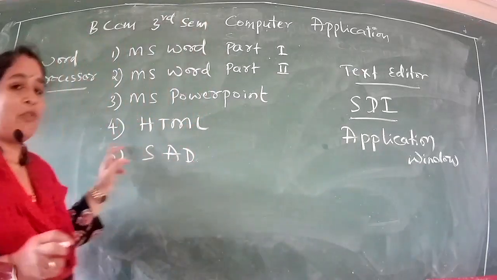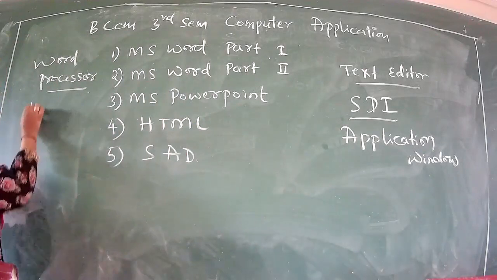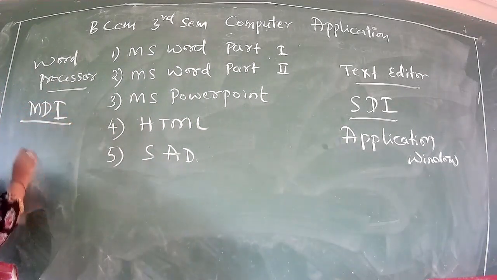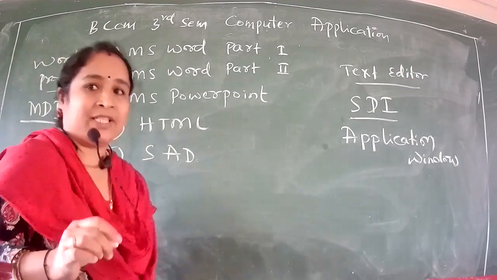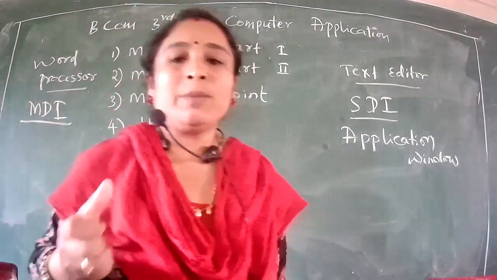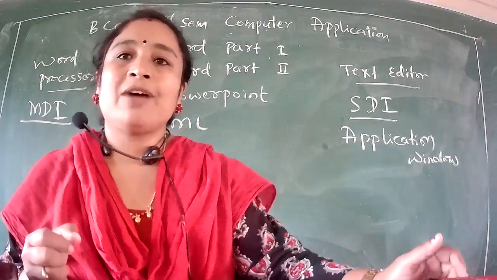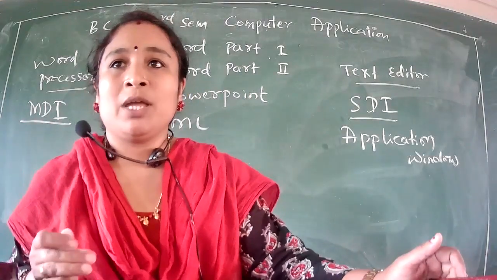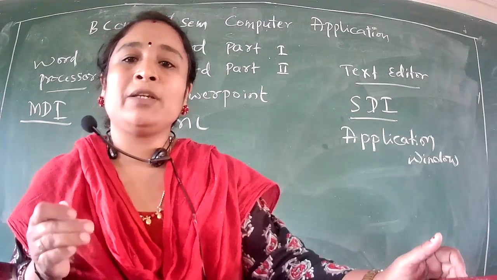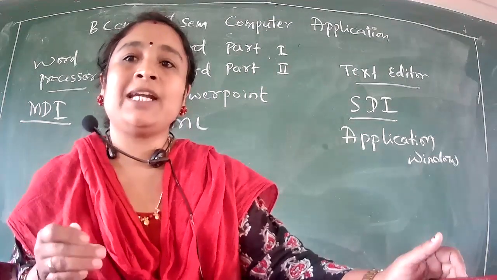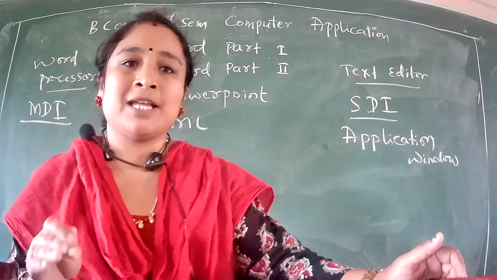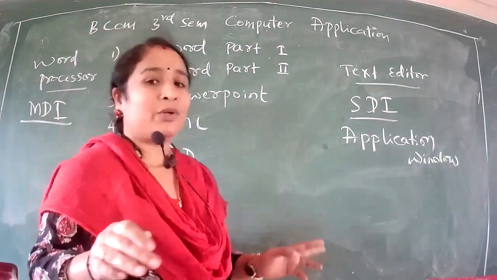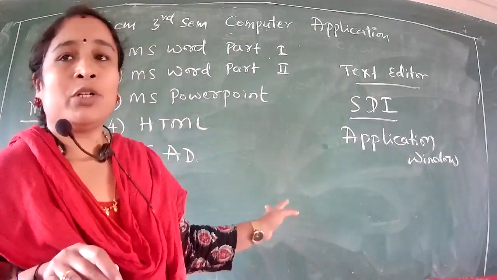But a word processor is based on MDI, that is multiple document interface. In a word processor, you will have two windows: one is the application window and the other is the document window. That means several files you can open with the word processor. At a time, you can process many files in a word processor. That is the major difference between a text editor and a word processor.